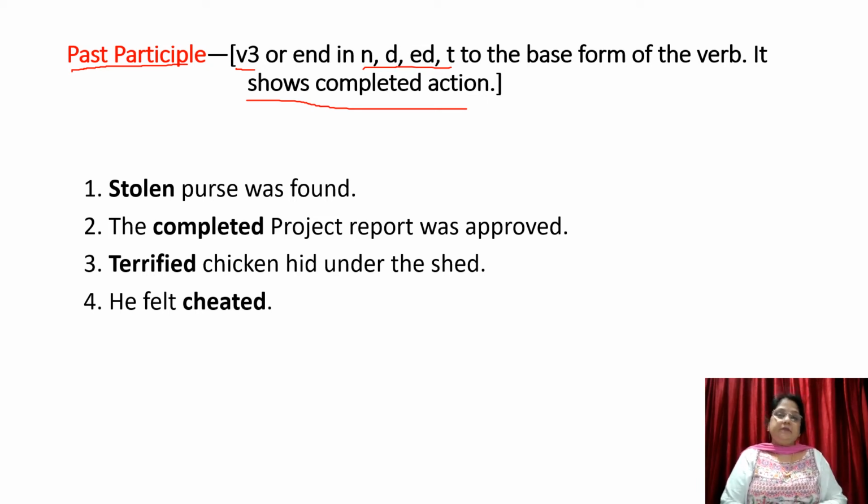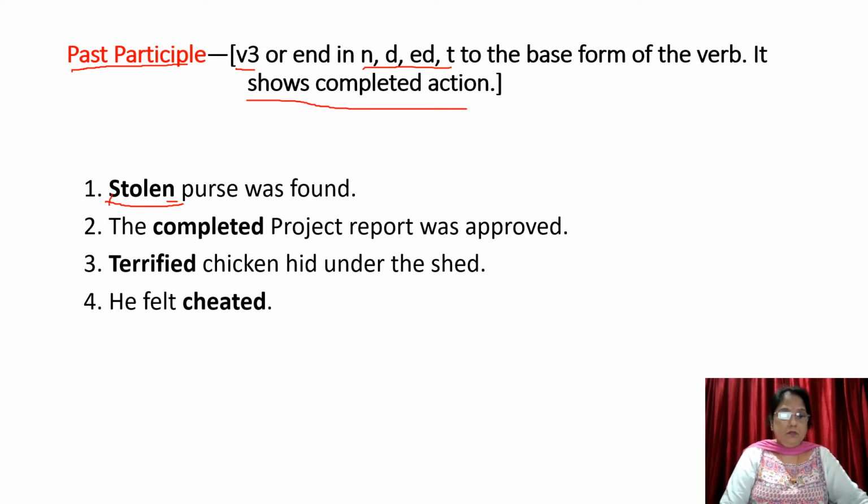और कभी कभी थर्ड फॉर्म ऑफ द वर्ब में एंड में एन भी आता है, कभी डी होता है, कभी टी होता है. Okay, like "Stolen purse was found." ना स्टोलन में क्या हो गया? एन लग गया एंड में, है ना, वर्ब की. This is the third form of the verb, stolen. So stole is a verb and we have added n to it.